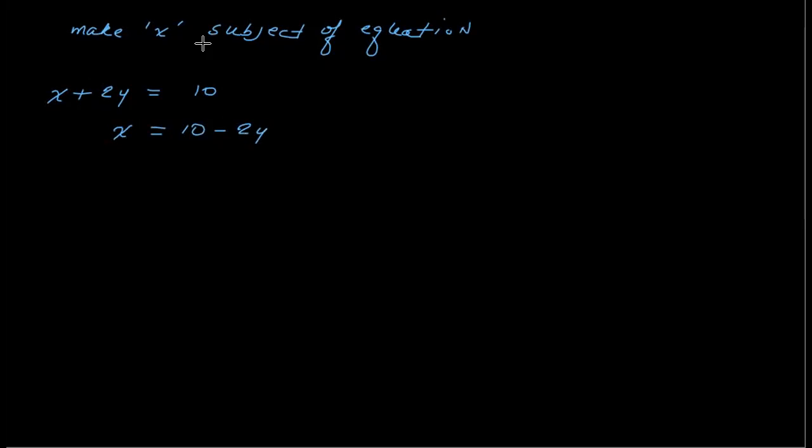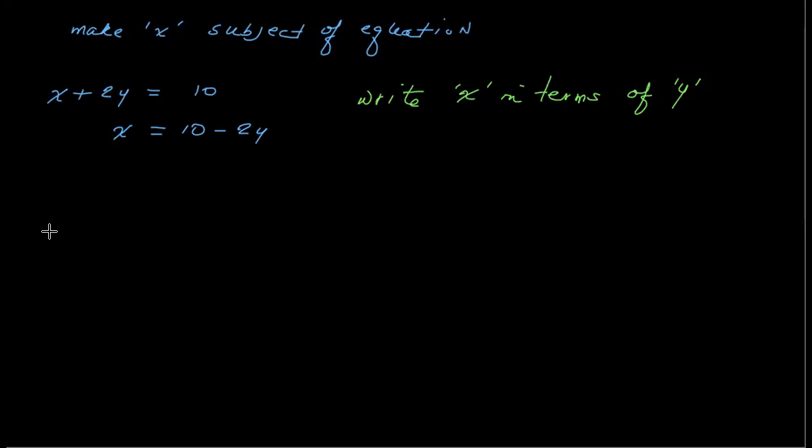Another way that I could have said that to you is I could have said, write x in terms of y. So you have two variables, you're going to write one in terms of the other. That's the same thing as saying making the first one the subject of the equation.